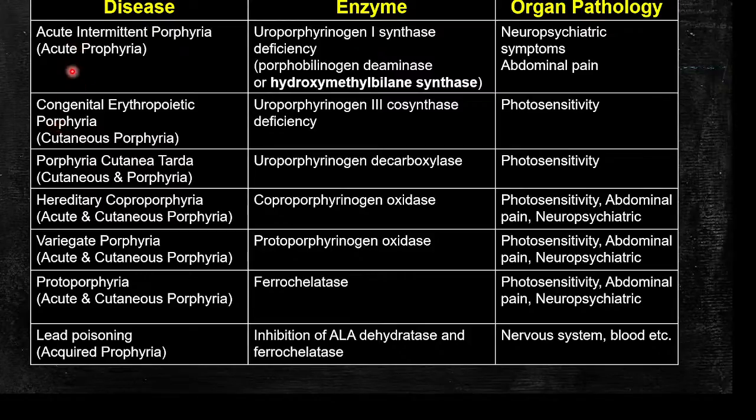So here is the list that we discussed. Acute intermittent porphyria is an example of acute porphyria. Congenital erythropoietic porphyria and porphyria cutanea tarda are cutaneous porphyrias. Hereditary coproporphyria, variegate porphyria, and protoporphyria are both acute and cutaneous porphyria, and lead poisoning is an example of acquired porphyria.